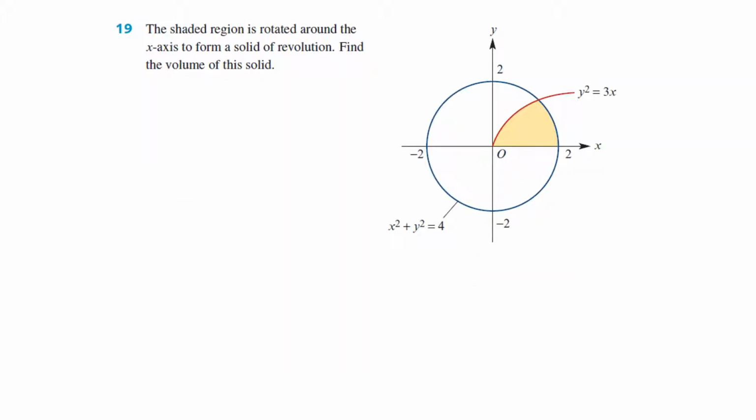Here's a lovely little question that'll make you think a little bit more. What we're doing is taking that shaded region, the region bounded by the graph y squared is equal to 3x, so the sideways parabola, and the circle centered at the origin of radius 2. So we're taking that region and we're rotating it around the x-axis. You need to find the volume of that solid. Have a think about how that might be done, rotating it around the x-axis.